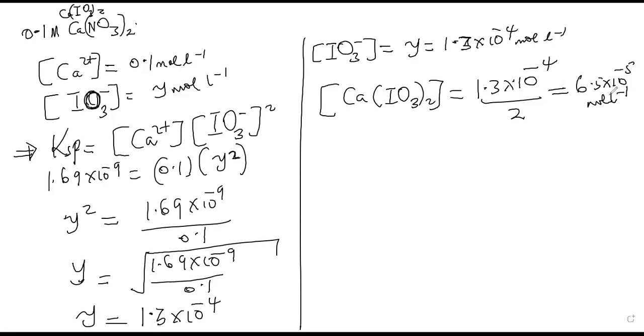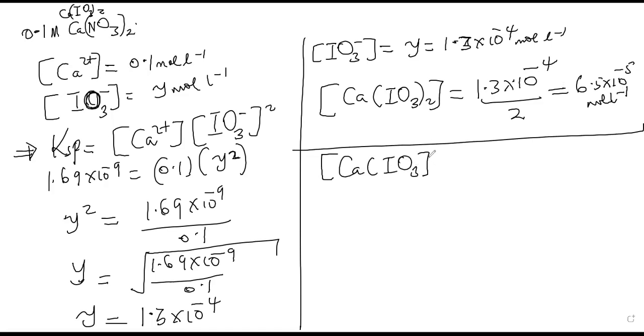But remember, this is the solubility of calcium iodate in the presence of calcium nitrate. Initially, in the presence of water, the solubility was 7.5 × 10^-4, the value of X. So here we can get moles precipitated.